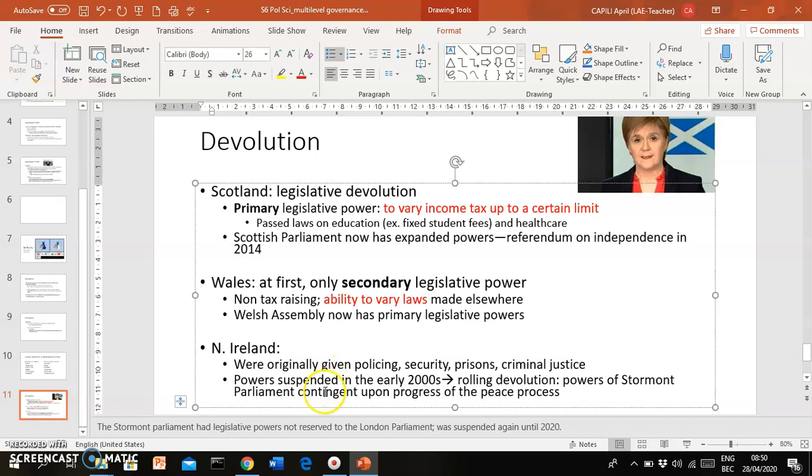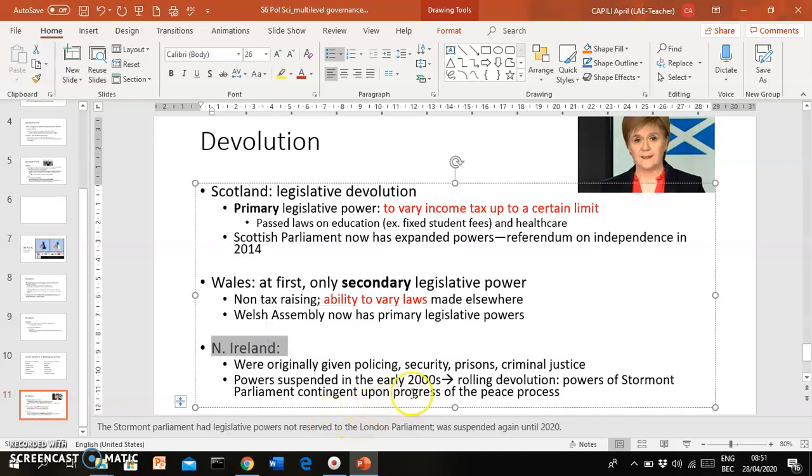But then the powers of the Stormont Parliament, as it is also called, were suspended in the early 2000s. So this is what you call rolling devolution, that it was a possibility for this parliament, this regional body, to regain those powers, but only upon meeting certain conditions. So since there were security concerns, those powers were suspended. Once those security concerns were addressed, the powers were given back. So it's very clear that it's Westminster, it's the central authority that has power, because it can suspend the powers of this regional body.